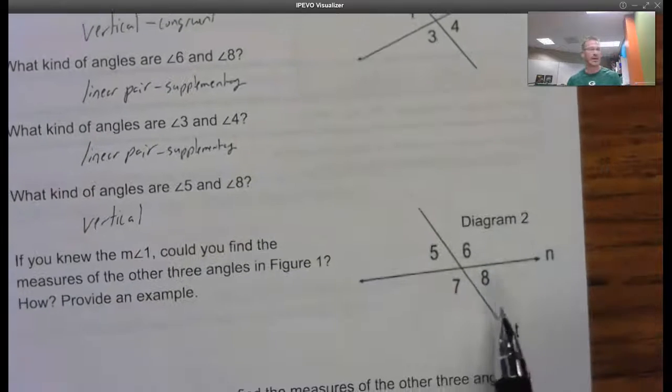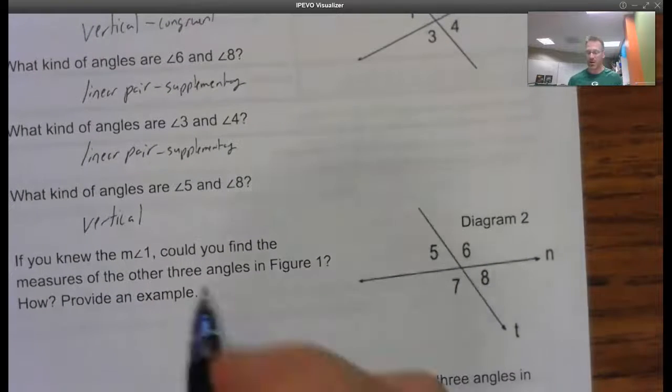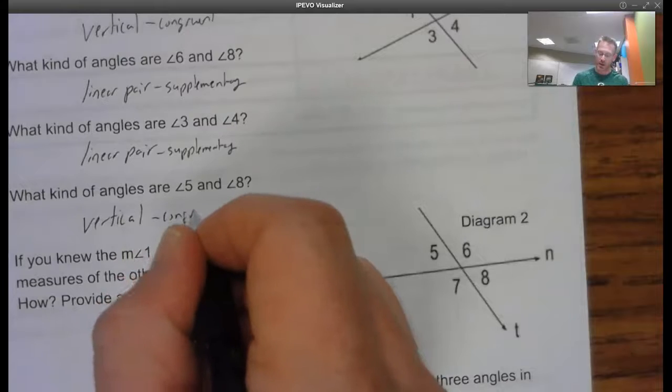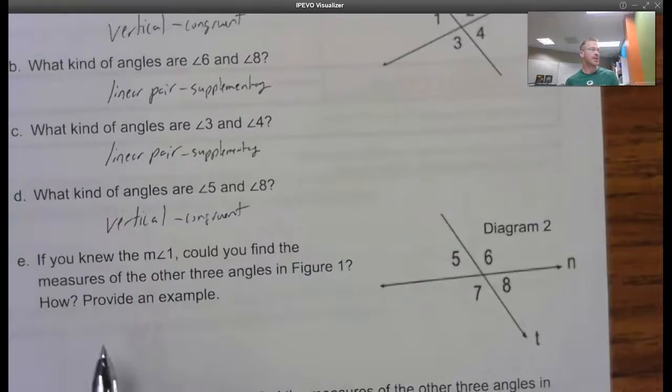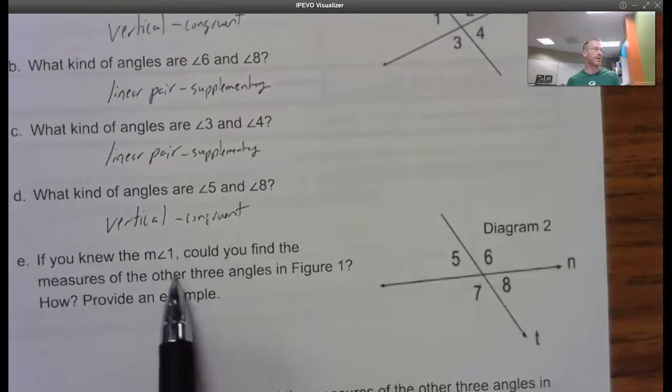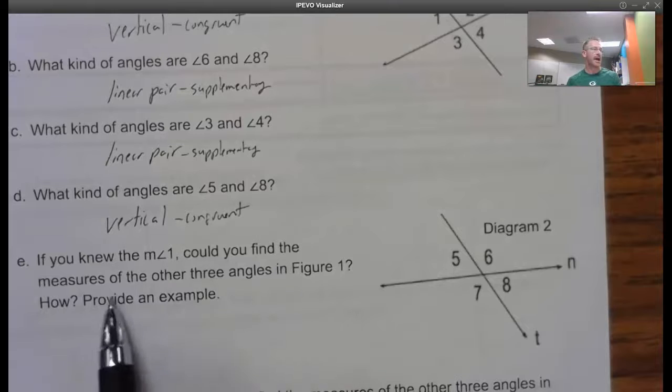And then once again, we get back down to diagram 2, 5 and 8 here are vertical, which means they are congruent. And so when you get to E, if you knew the measure of angle 1, could you find the measure of all 3 angles in figure 1? How, and provide an example.